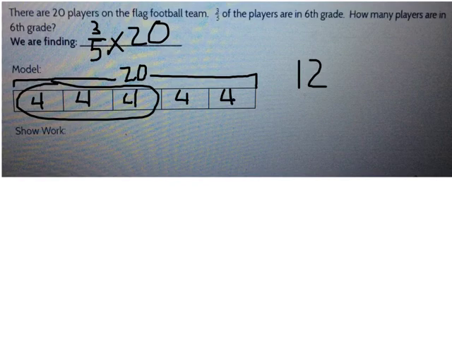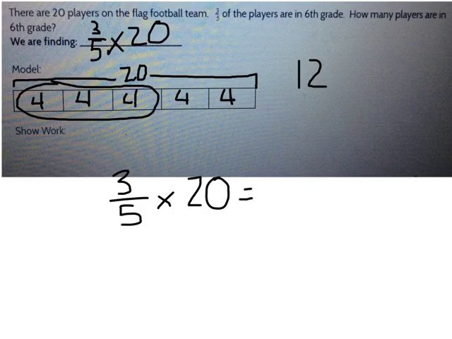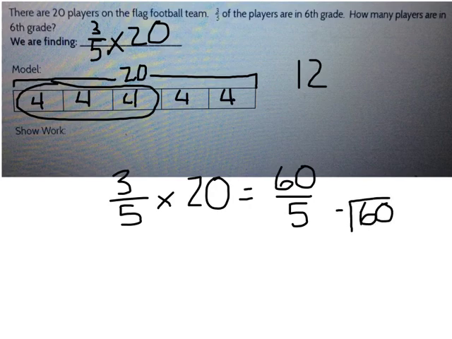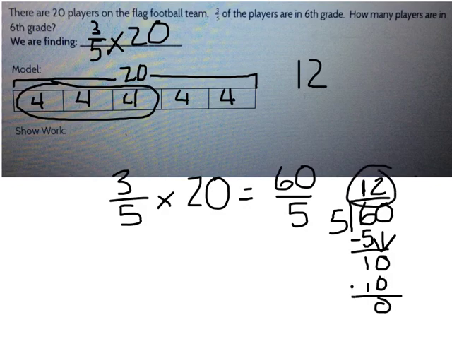Let's check our work with multiplication. 3/5 times 20. What improper fraction would I get when I multiply 3/5 times 20? Well, 3 times 20 is 60, and my denominator stays the same. Now when I divide 60 by 5, 5 goes into 6 one time. That's 5. Bring down my 0. 5 goes into 10 two times. The answer is 12. 12 players on the flag football team are in 6th grade.